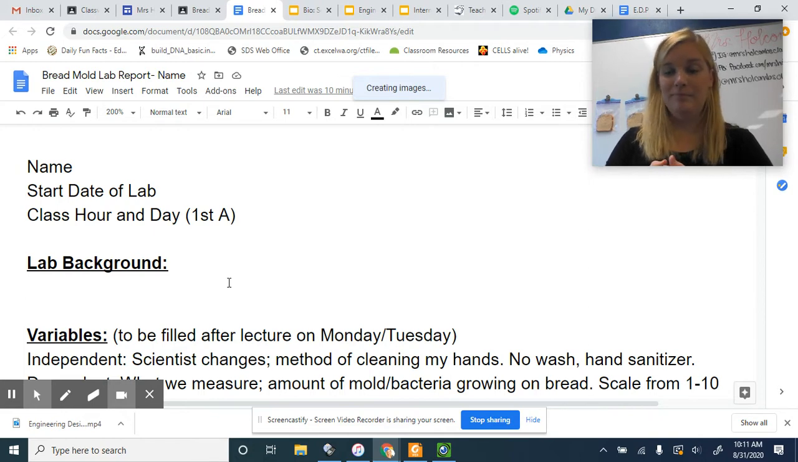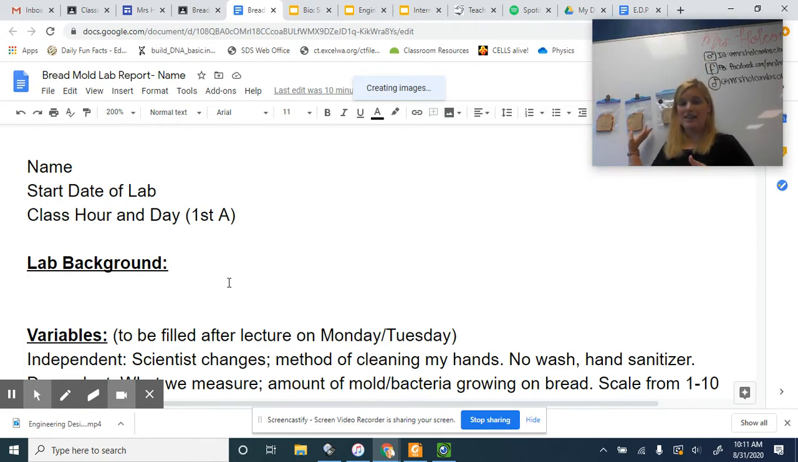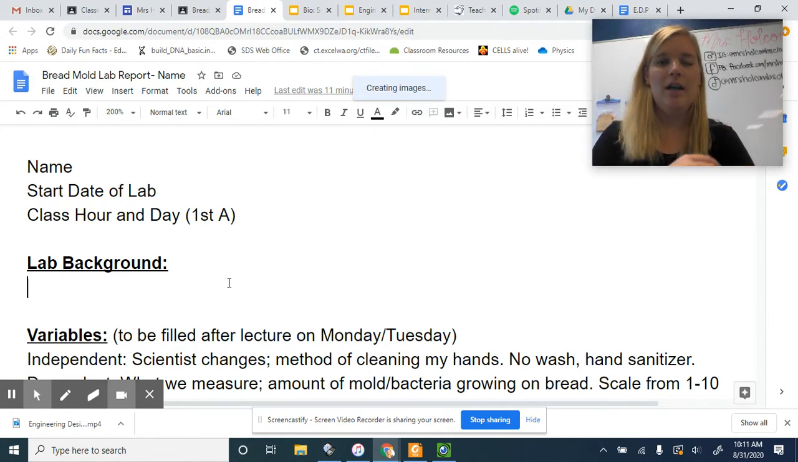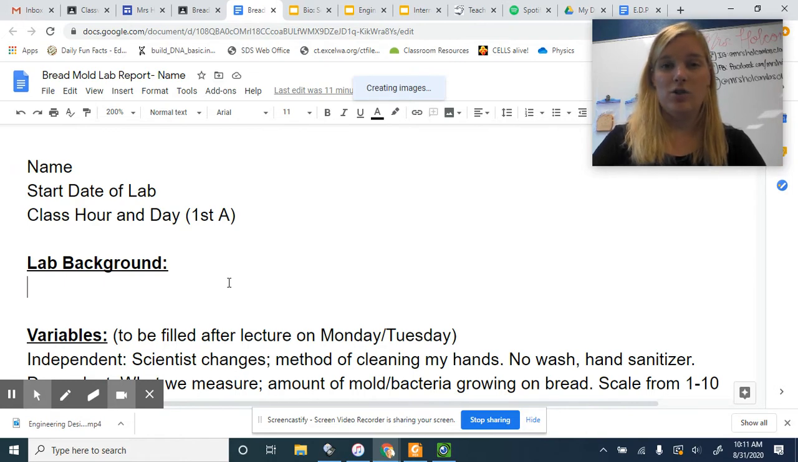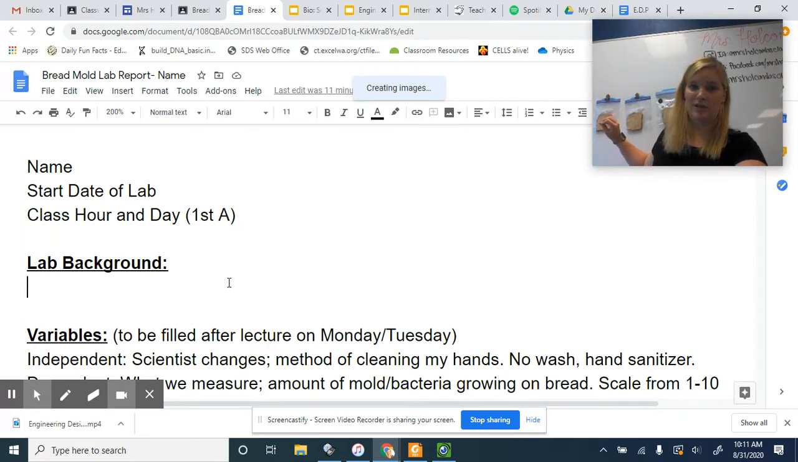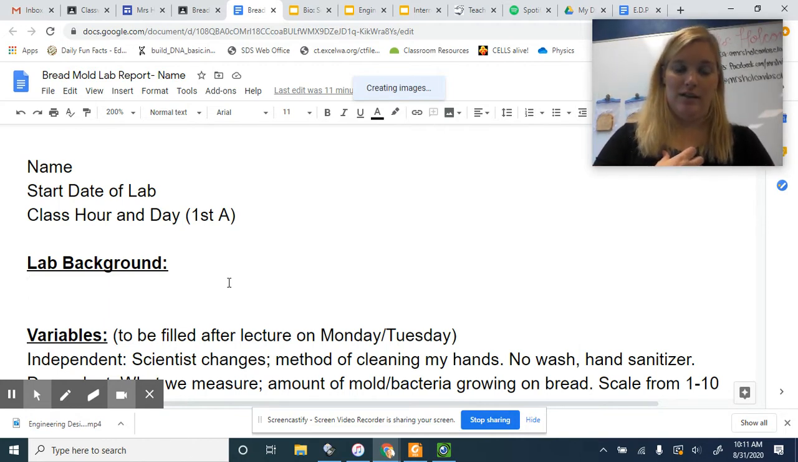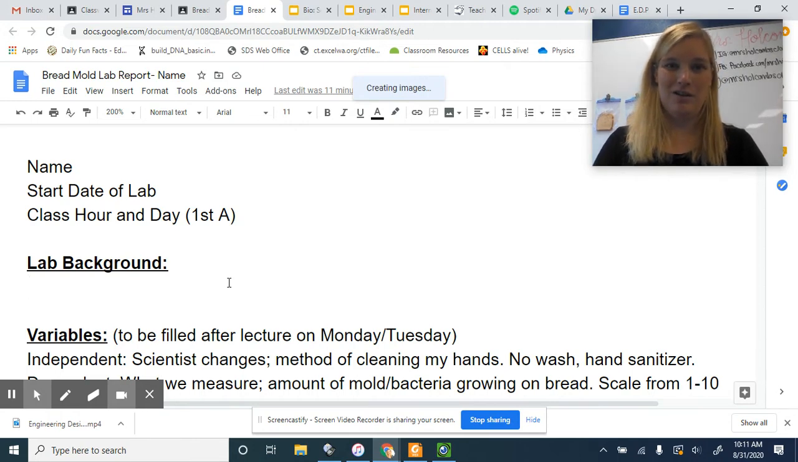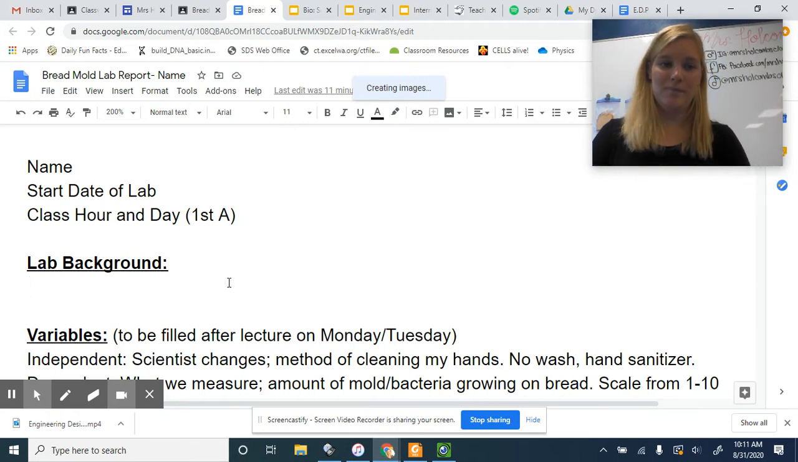So for this lab, we are essentially taking bread and we're growing a combination of mold and bacteria. Now, we can't really separate the mold from the bacteria as we're just looking at it. It's just the nature of how we're going to be doing this at home, but it's going to give us a really great idea of what method of sanitizing or cleaning is going to keep the bacteria and or mold at bay the longest, meaning that is the safest method for us to use as well to make sure that we are keeping germs and bacteria away from ourselves.